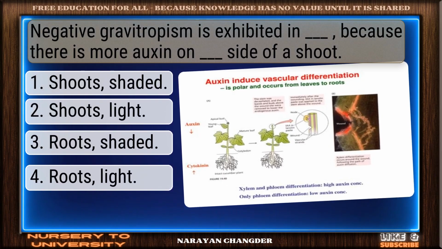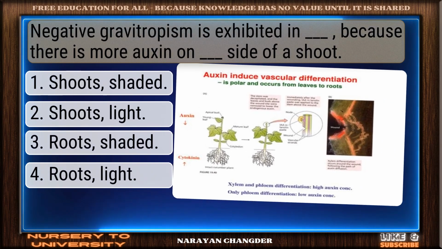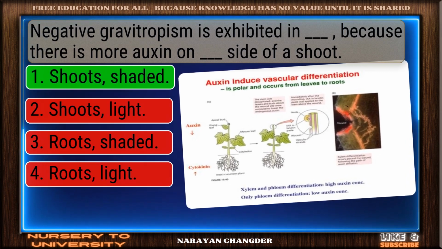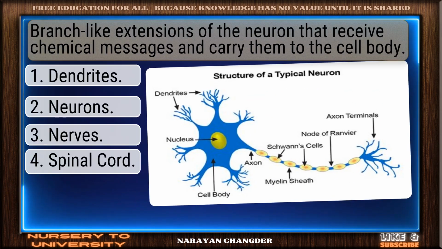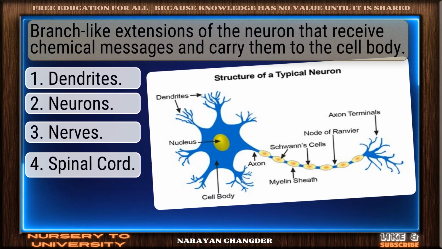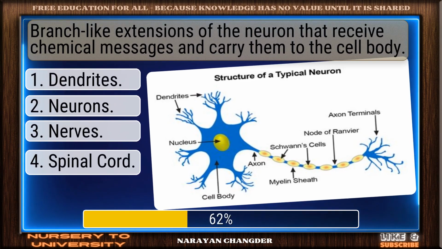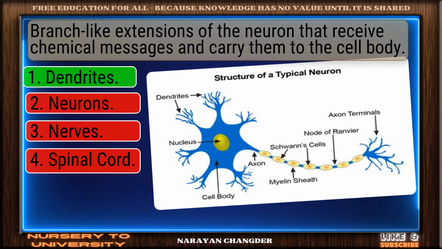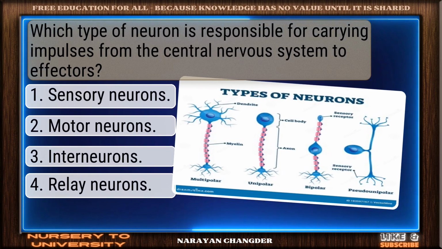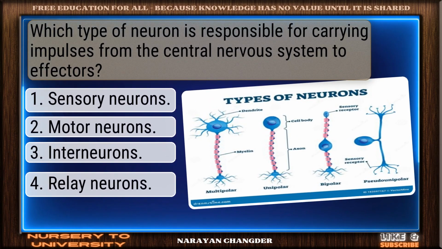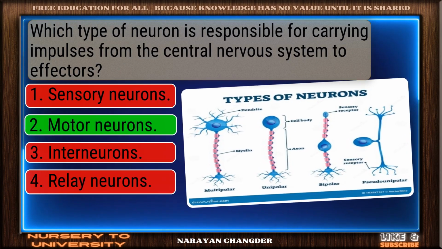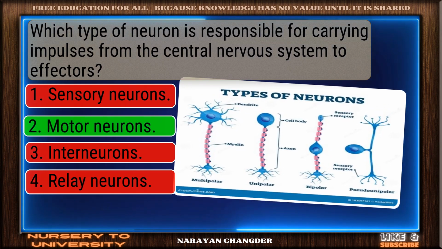Negative gravitropism is exhibited in dash because there is more auxin on dash side of a shoot. Well done. Shoots, shaded is right. Branch-like extensions of the neuron that receive chemical messages and carry them to the cell body. Right choice. Dendrites is best. Which type of neuron is responsible for carrying impulses from the central nervous system to effectors? Clear logic. Motor neurons is sound.